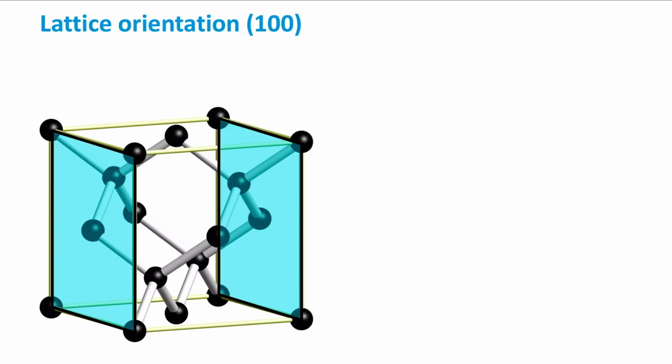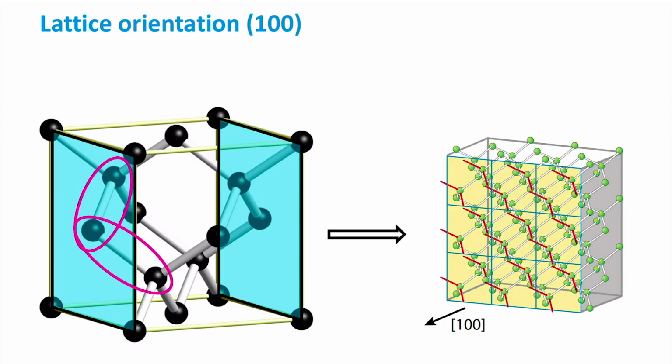The difference in lattice orientation is visible at the surface of the material. When we first look at the 1, 0, 0 orientation, we see that each atom at the surface of the crystal is back-bonded by 2 silicon atoms. As each silicon atom has 4 valence electrons, this means that this surface atom has 2 electrons that are not shared with another silicon atom. These are so-called dangling bonds, which are marked here in red.